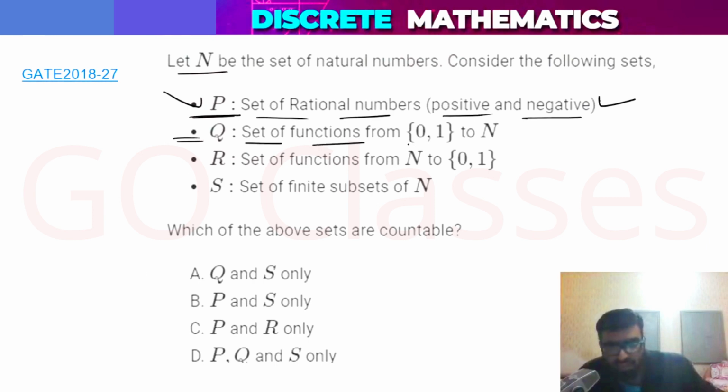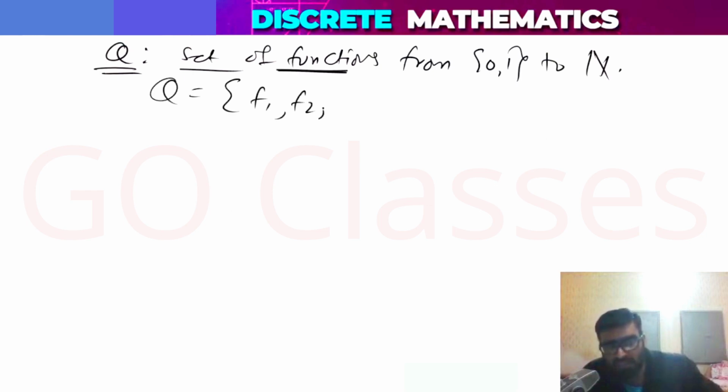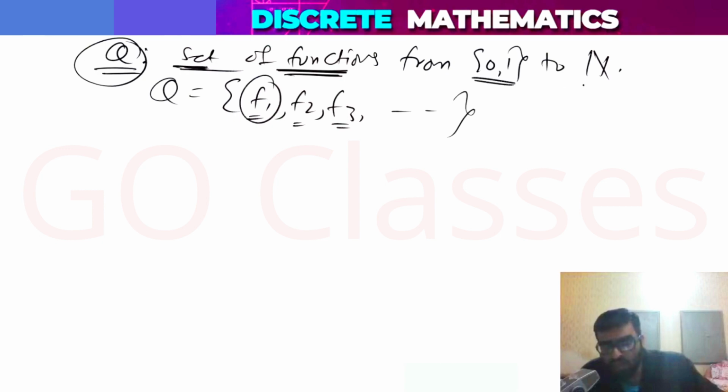He's saying Q is the set of functions from {0,1} to N. So let's see whether this set of functions is countable or not. How can we do it? Very easily you can do it actually. First of all, you need to see what this Q is. This Q is basically some functions, f1, f2, f3, because Q is a set of functions. So every element in it is a function, from {0,1} to N.